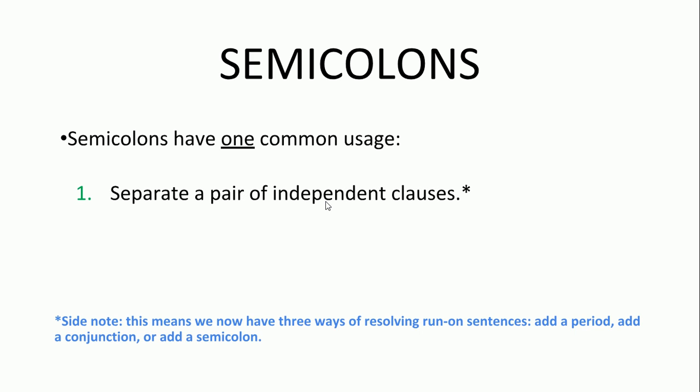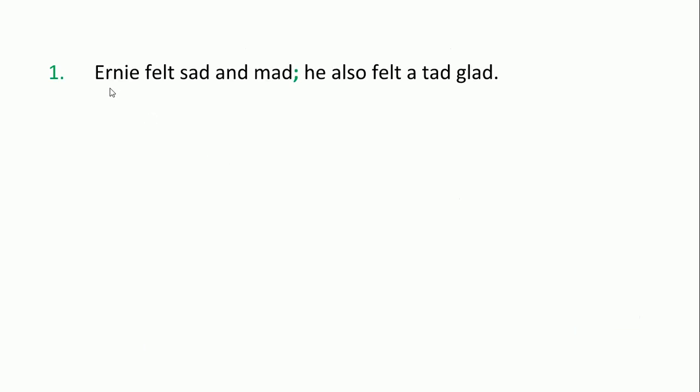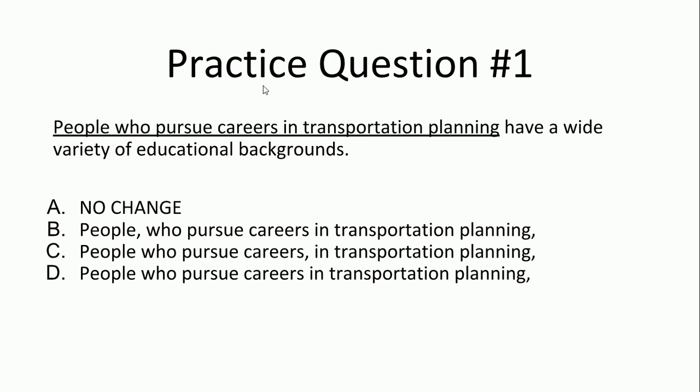Now, if you've studied grammar in depth, you would know that there's, in English, technically a few other ways you can use semicolons, but the SAT doesn't test on them. So for our purposes, there's one way and only one way. For example, Ernie felt sad and mad; he also felt a tad glad. Independent clause, semicolon. Great.